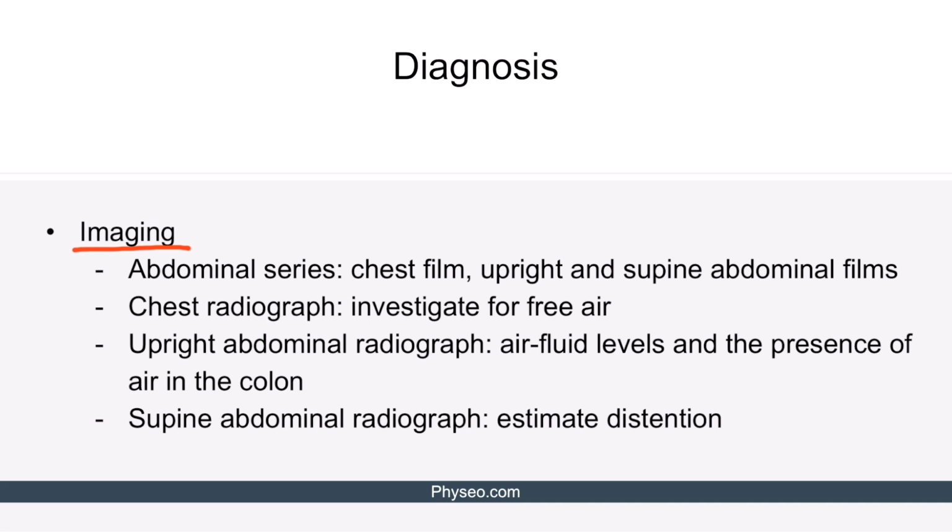An upright abdominal radiograph can reveal air fluid levels in the small bowel and the presence of air in the colon. If there is air in the colon, it indicates there is not a complete bowel obstruction and that some air is passing through the obstruction. A supine abdominal radiograph can be used to estimate the extent of the distension proximal to the obstruction by examining the width of the small bowel.